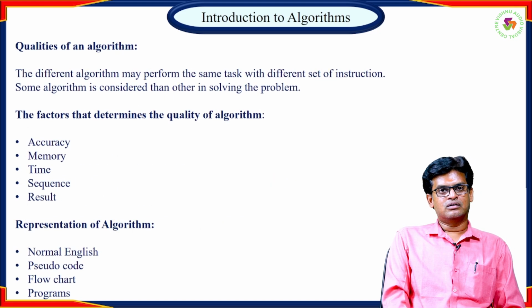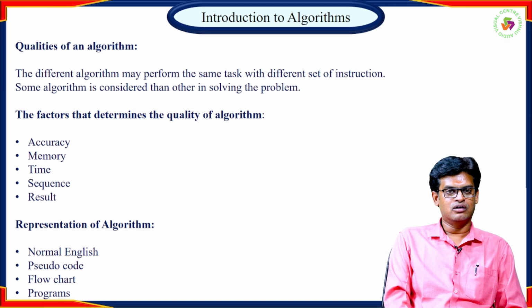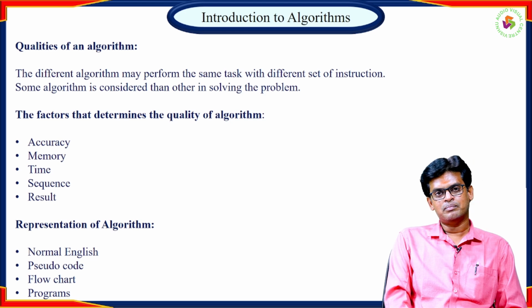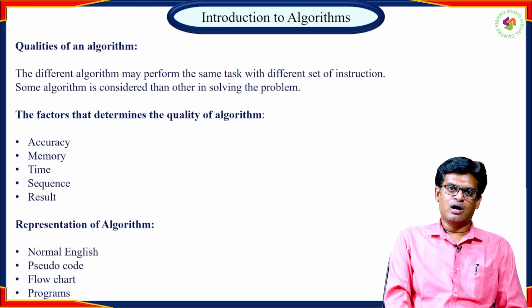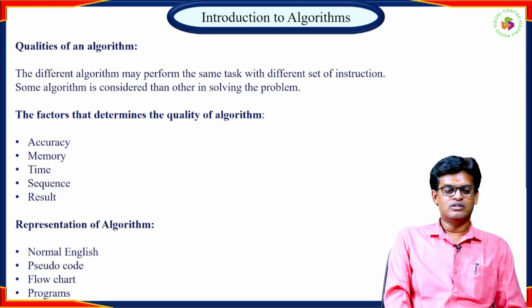Next, how do we measure the quality of an algorithm? For a simple problem, we can develop any number of algorithms. So how do you choose the better algorithm? How do you optimize the algorithm? The factors are accuracy, memory, time, sequence, and result.